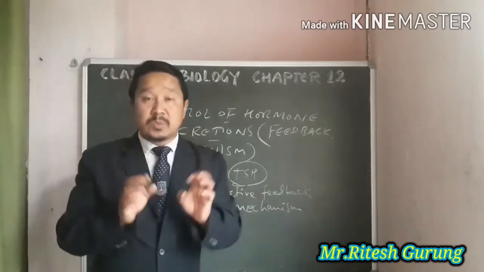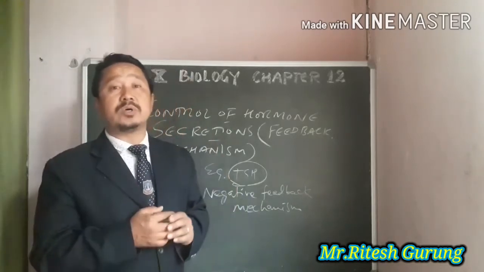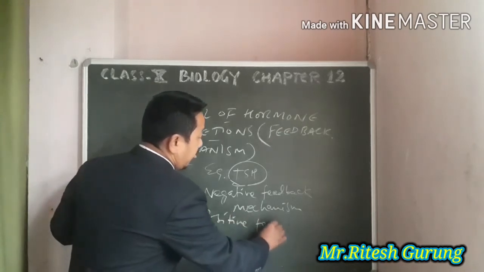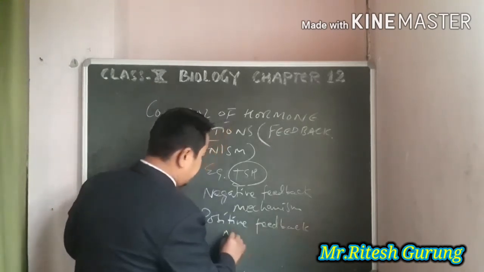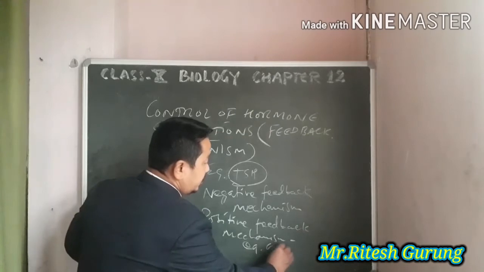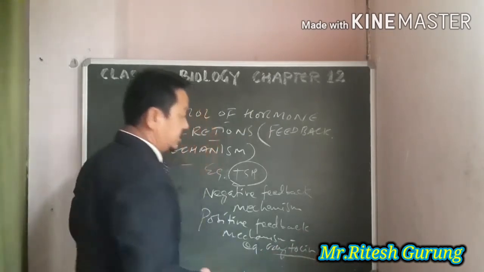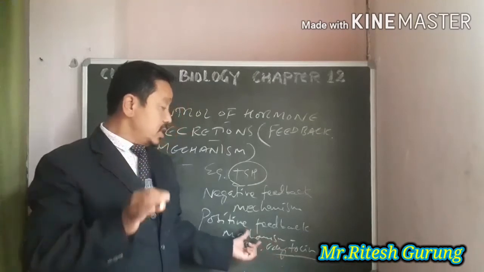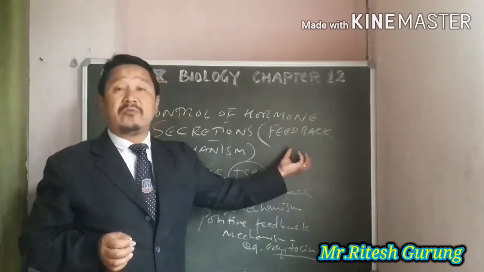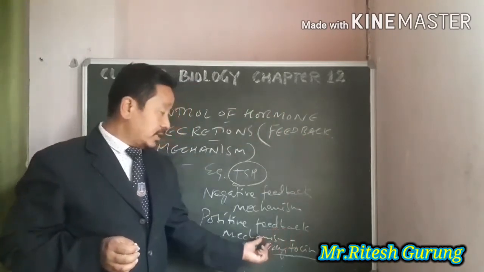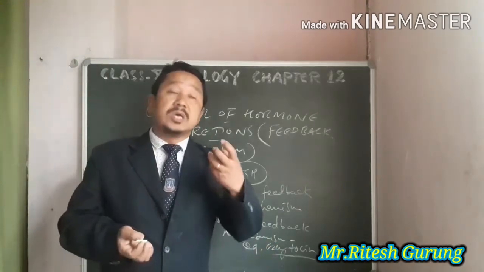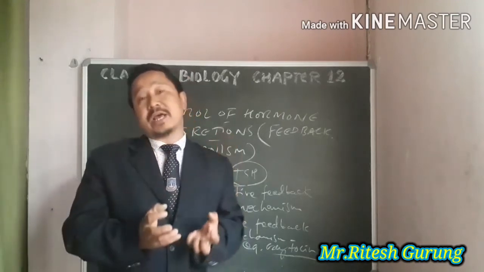Most of the hormones or mechanisms you see are negative feedback, but there are some which also show the positive feedback mechanism. Positive feedback mechanism. For example, you see oxytocin. The hormone oxytocin, I have told you just now, is secreted from the posterior part of your pituitary gland. That oxytocin influences the uterine wall, the uterus, to contract.